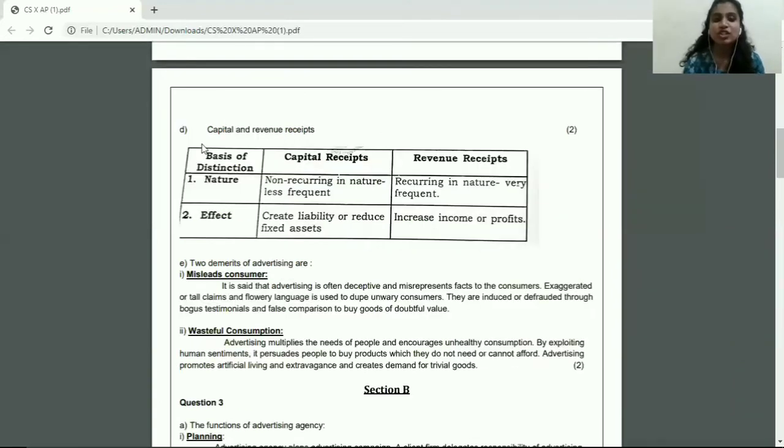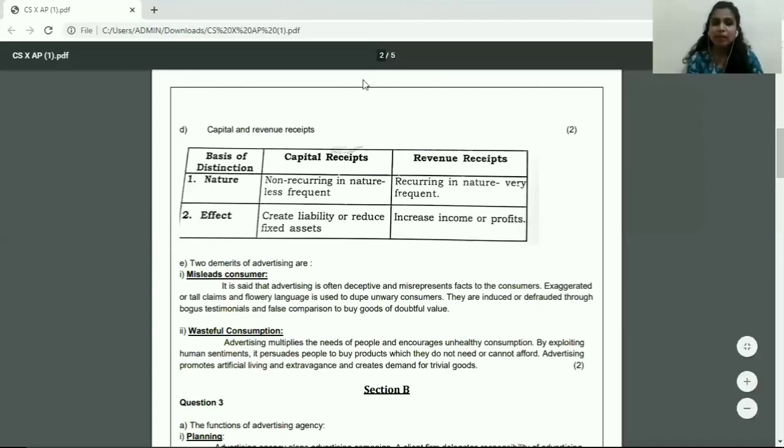So the next question is question 2D, that is capital and revenue receipts. Now students, distinguish between capital and revenue receipts. Since it's a question which asks you to state or show the difference between these two terms, this answer should always be written in a table format, right? Basis of distinction has to be mentioned. Now since it's a 2-mark question, you will write any 2 points.